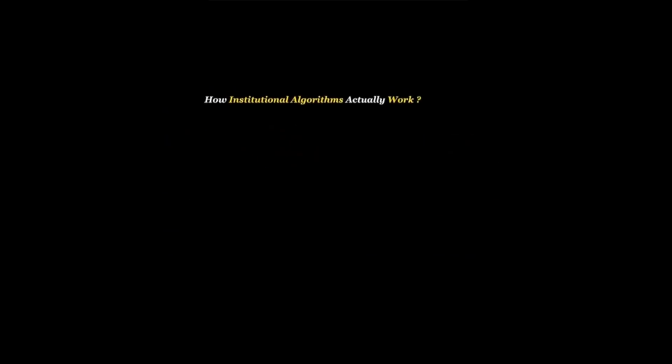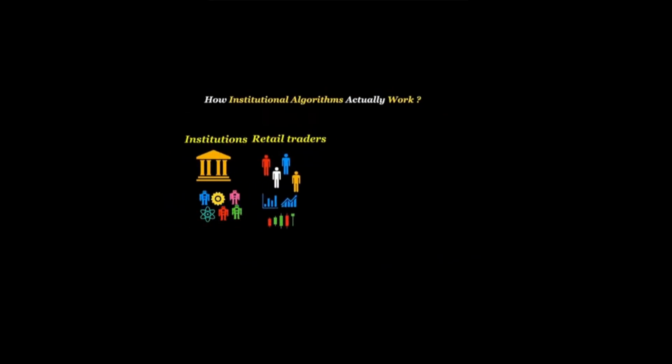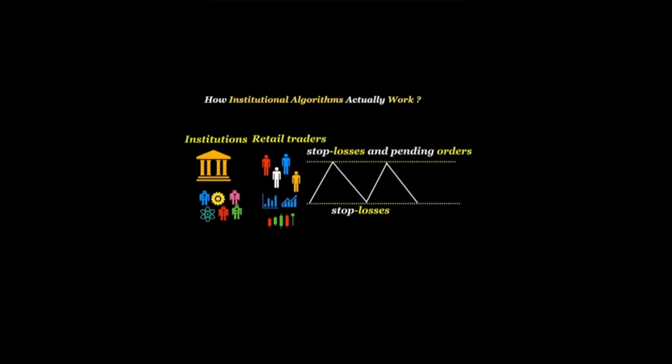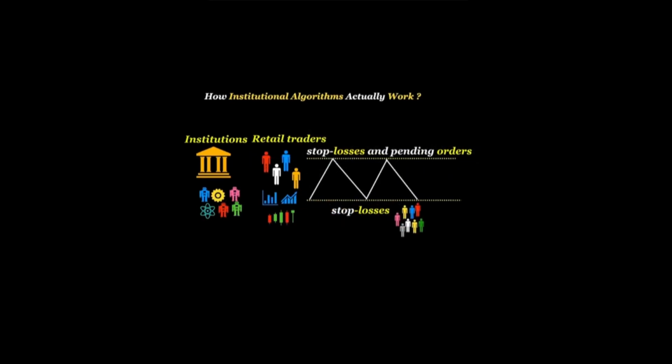Let's begin with the foundation, understanding how institutional trading algorithms operate. Institutions don't enter the market the same way retail traders do. They rely on advanced algorithms engineered to track a single core element in the market, liquidity. Liquidity simply refers to clusters of stop losses and pending orders waiting to be triggered. The majority of retail traders place their stop losses under support levels or above resistance zones, and that's precisely where smart money focuses its attention.